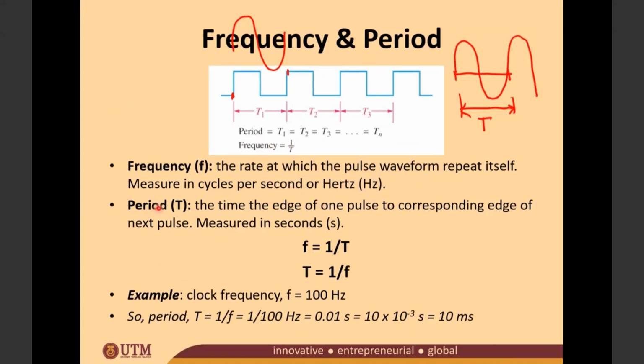Okay, meanwhile period T is the time from the edge of one pulse to the corresponding edge of the next pulse. Means that one clock cycle. Okay, so you will get the period. Okay, and this period here is measured in seconds. Okay, dalam saat. Okay, so this is the dia punya persamaan. F frekuensi sama dengan 1 over T. Okay, if you have T, you can get F, and if you have F, you can get T.